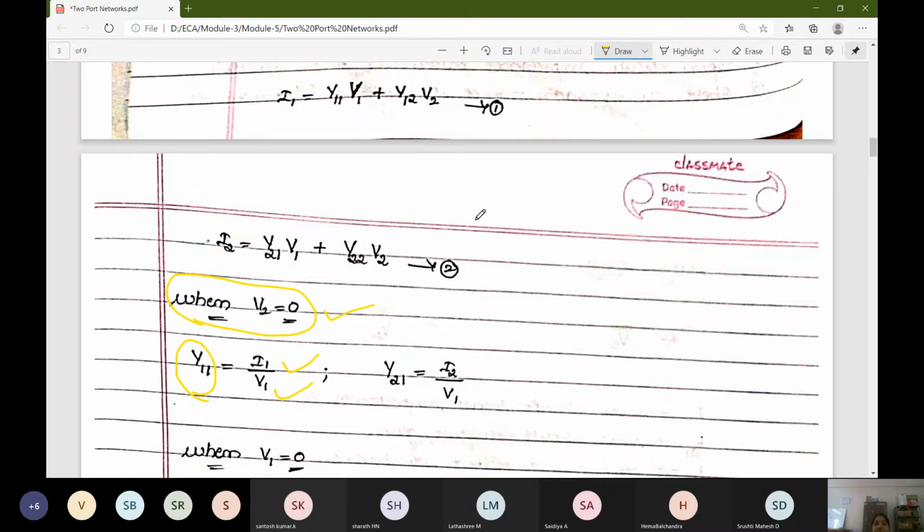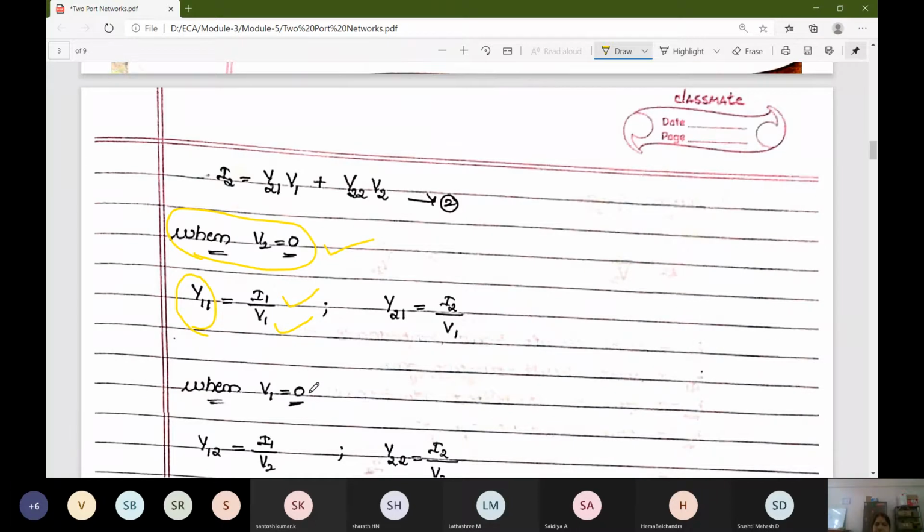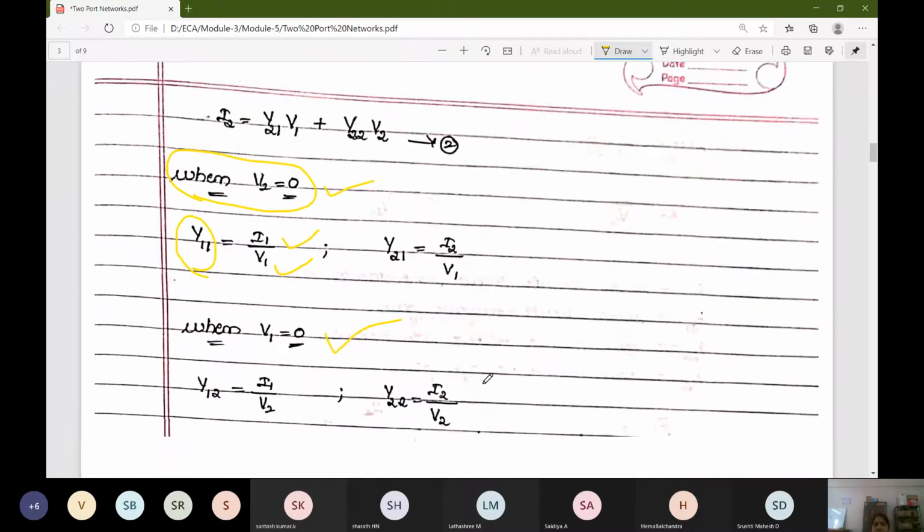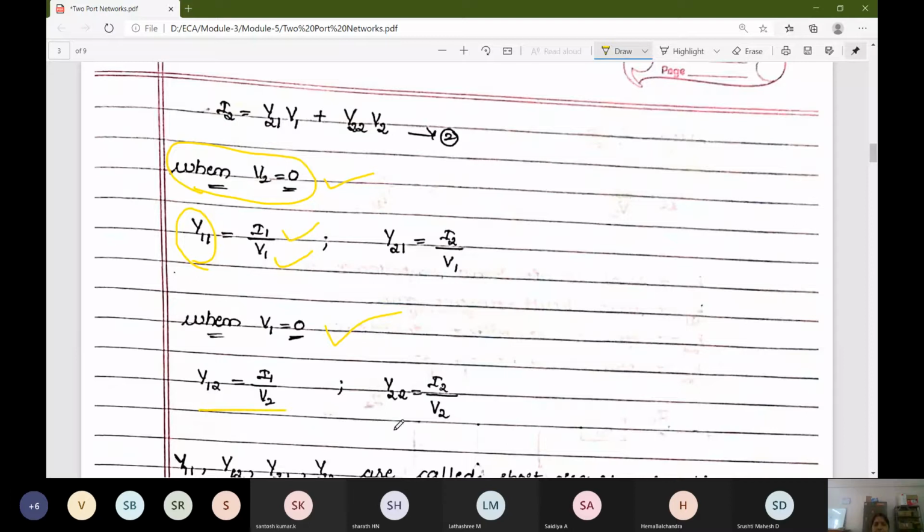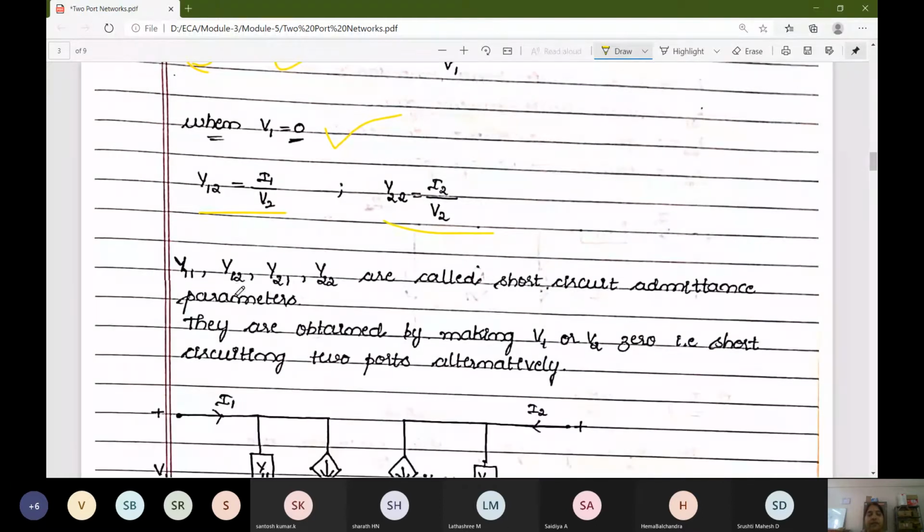So when V2 is made 0, this whole term will go. So what will be Y11? It is I1 by V1. Similarly, Y21 is I2 by V1. Find out for when V1 is 0. When V1 is 0, you will get the other two parameters, that is Y12 and Y22. So we have found the 4 admittance parameters by making voltage 0, that is V2 0 and V1 0. And Y11, Y12, Y21 and Y22 are called short circuit admittance parameters.